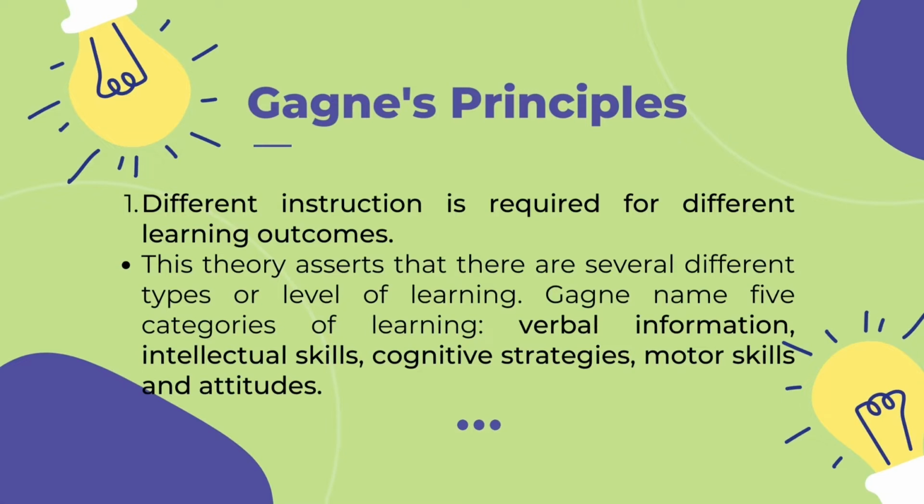Gagne named 5 categories of learning. First is verbal information, second, intellectual skills, third, cognitive strategies, fourth, motor skills, and lastly, attitude. In the next slide, we're going to talk about the categories of learning with their corresponding learning outcomes and conditions of learning.